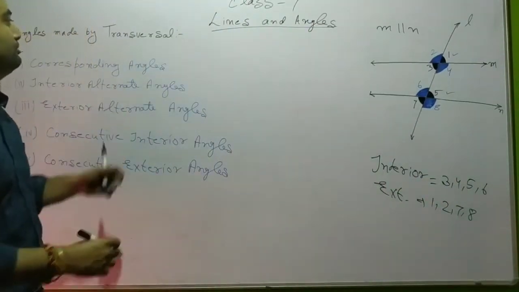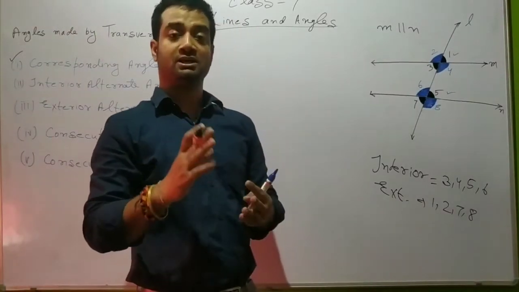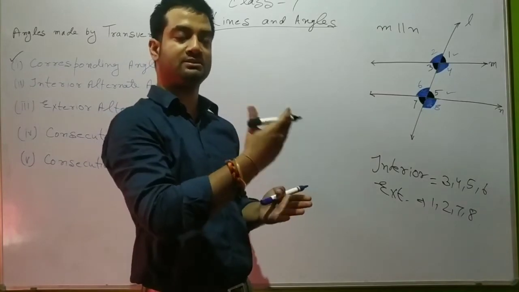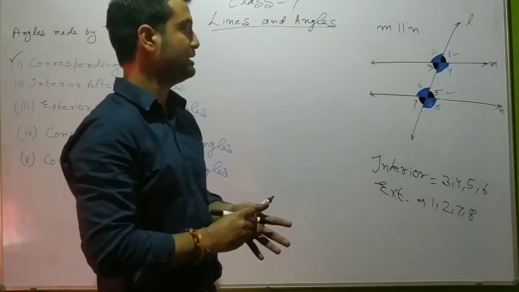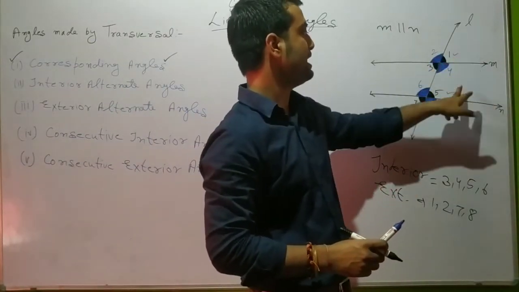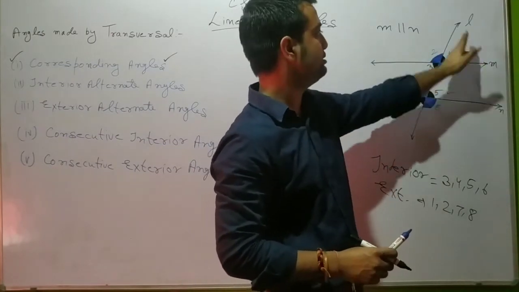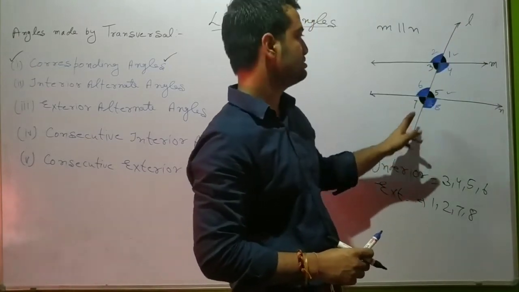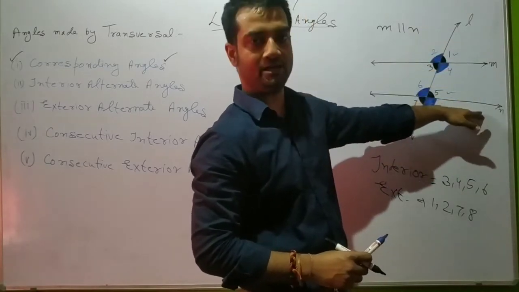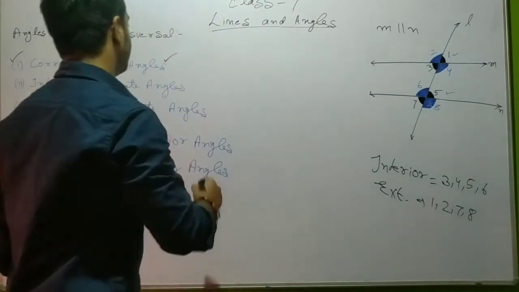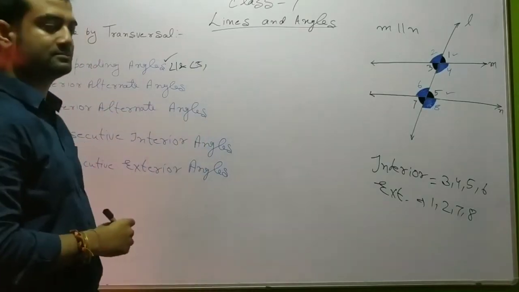First we will discuss about corresponding angles. So what are corresponding angles? The angles which are on the same side to the transversal and also have same position with respect to the lines. Like here, if you look at the angle 1 and angle 5, both have the position on the right side to the transversal L. Also, angle 1 and 5 are on the upside to the line segments M and N respectively. So here, angle 1 and angle 5 are corresponding angles.